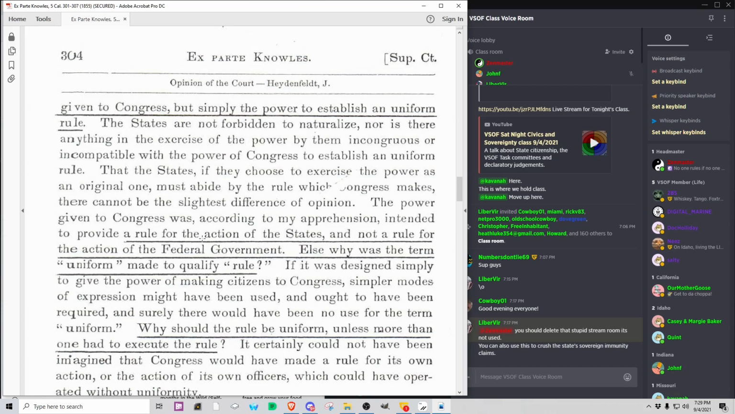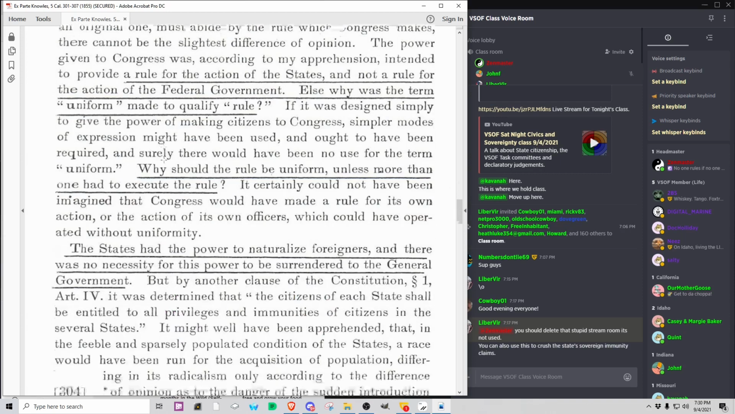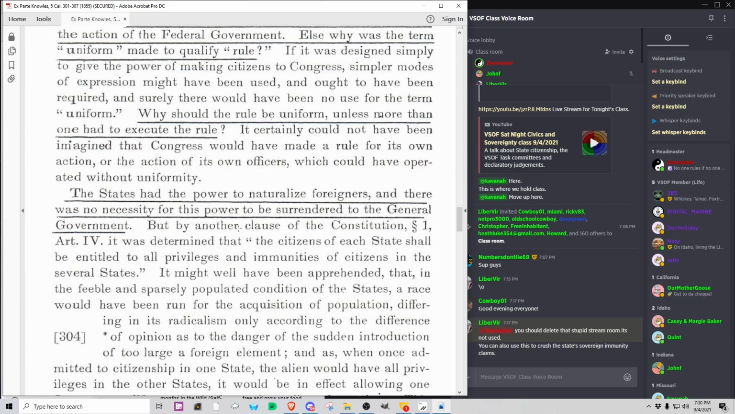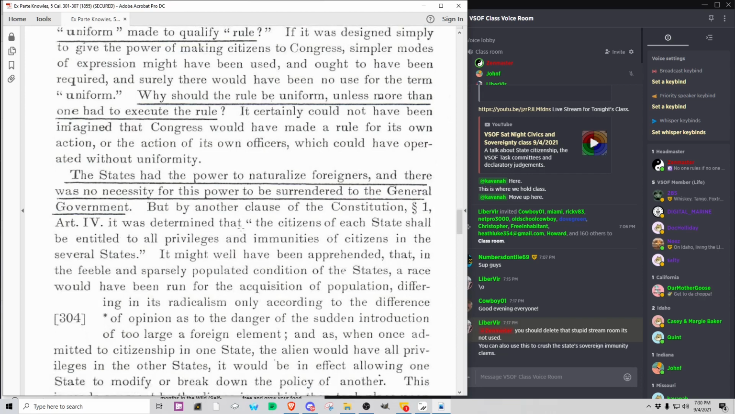Else why was the term uniform made to qualify the word rule? Which is sentence construction, right? If it was designed simply to give the power of making citizens to Congress, simpler modes of expression might have been used and ought to have been required, and surely there would have been no use for the term uniform. Why should the rule be uniform unless more than one had to execute the rule, meaning all of the separate state courts of record, right? It certainly could not have been imagined that Congress would have made a rule for its own action or the action of its own officers, which could have operated without uniformity, right? The states had the power to naturalize foreigners, and there was no necessity for this power to be surrendered to the general government.